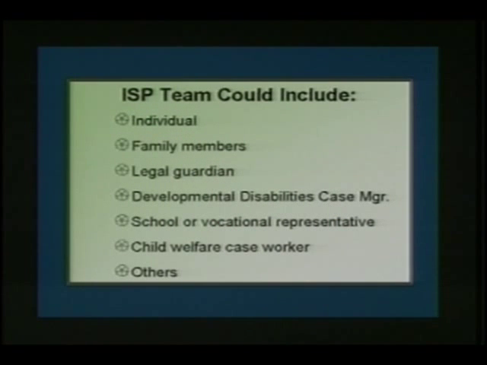Here is a list of people who could potentially take part in helping to develop an ISP for someone in foster care. Besides yourself and the person served, this group could include family members, a legal guardian if they have one appointed, a developmental disabilities case manager, a representative from the person's school or vocational program, a child welfare caseworker, and possibly additional people. This group will be identified as the ISP team for that individual.